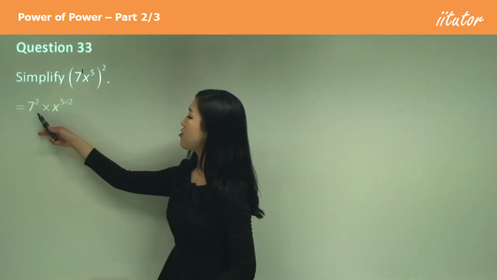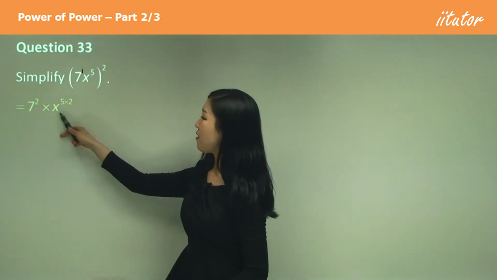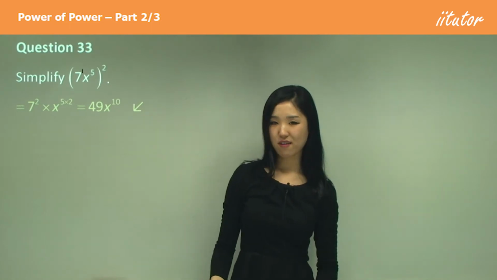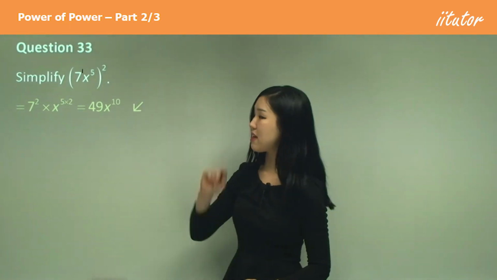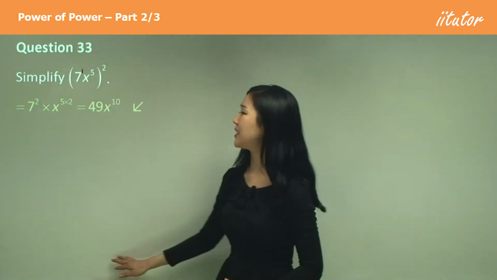I'm going to have 7 to the power of 2 because 1 times 2 is 2, and x to the power of 5 times 2, which is 49 x to the power of 10 because 7 squared is 49. So make sure you power 2 for the 7 as well. That's very, very important. That's what a lot of people tend to forget.